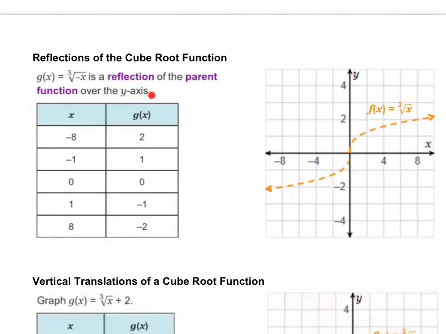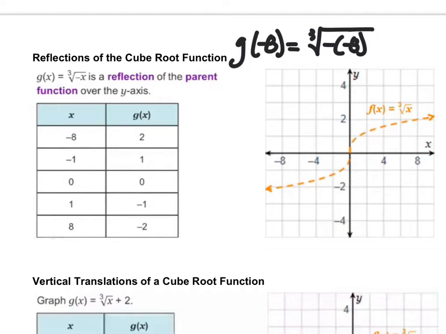Now this is a reflection over the y-axis, and I want you to see what happens. If I plug negative 8 into the cube root of negative x, let me show you. If I do g of negative 8, that's the cube root of the opposite of negative 8, which is just the cube root of 8, which gives you 2. And so things are flipped. If I plug in negative 8, I get a value of 2. If I plug in negative 1, I get a value of positive 1.